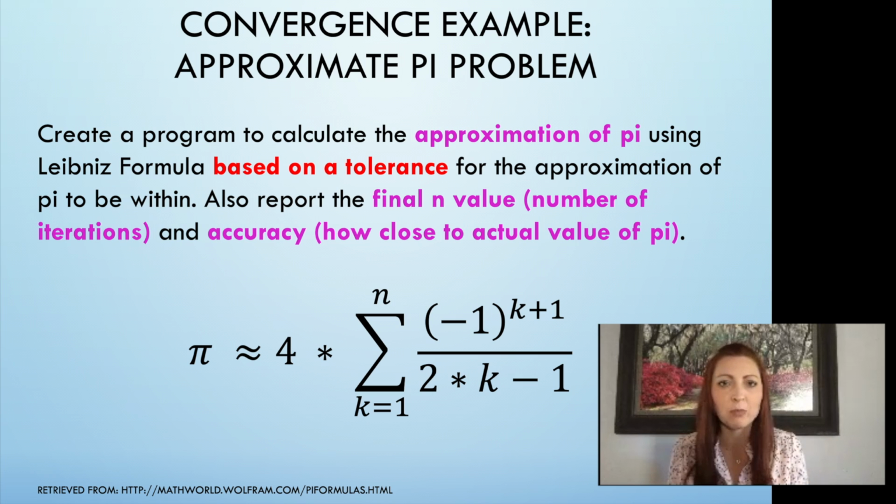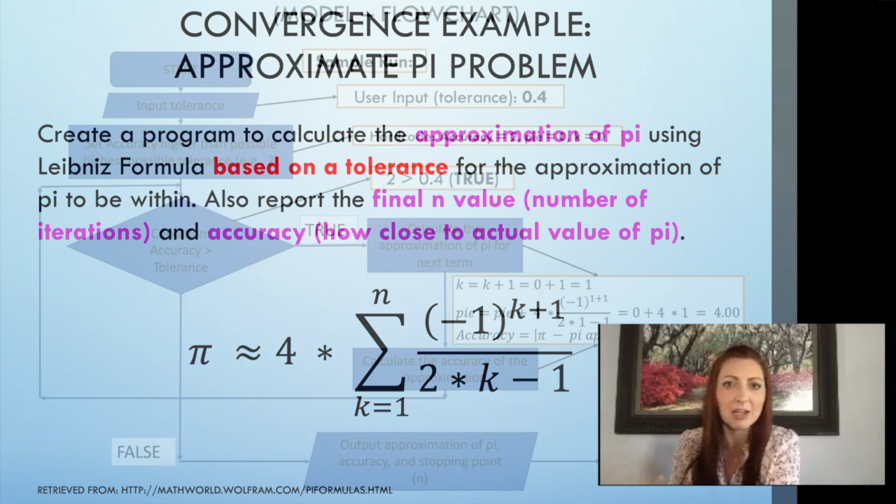My user will tell me what they need pi to be within their approximate, and then I'm going to do the calculations to output how many different iterations I had to do in order to get within that tolerance, and how accurate my approximate of pi is compared to the actual value of pi, and then I'm going to provide them the actual approximate.